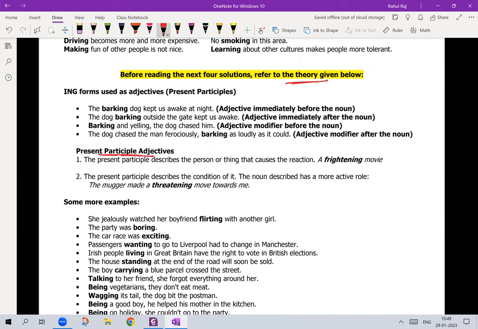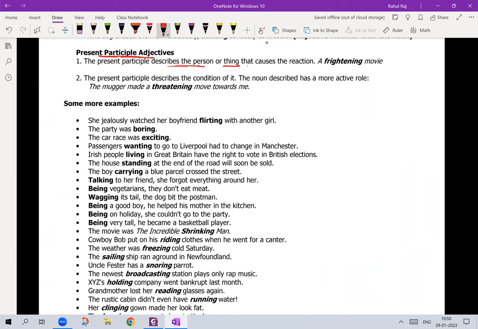Please don't get into the definition. Absolutely don't get into the definition. It says the present participle describes the person or thing that causes it. It describes the subject. Simple logic. But please, time and again, I'm telling you, do not get into the definitions at all. Now, just understand if this is an adjective. It says here, she jealously watched her boyfriend flirting with another girl. Now, 100%, you will be tempted to understand that this is a verb.